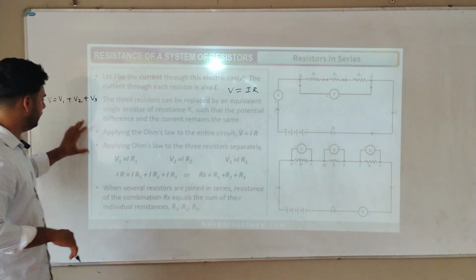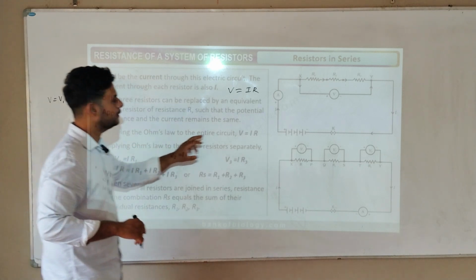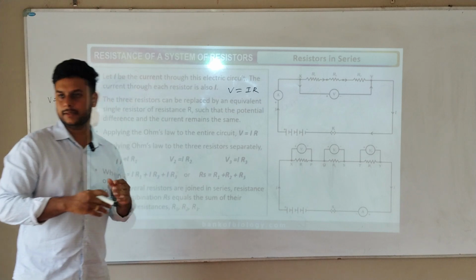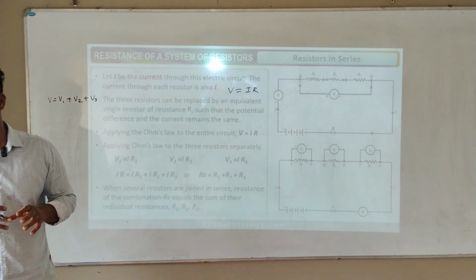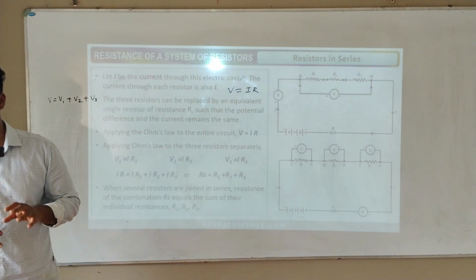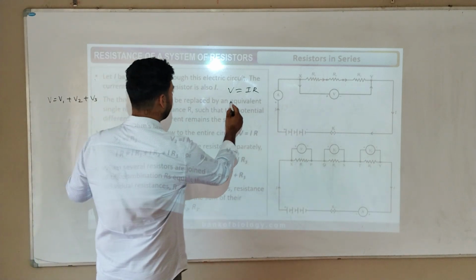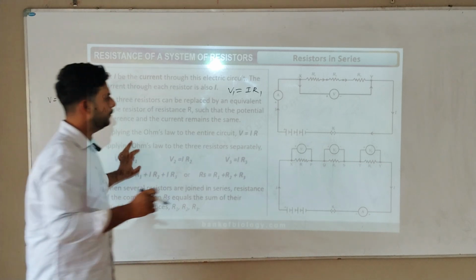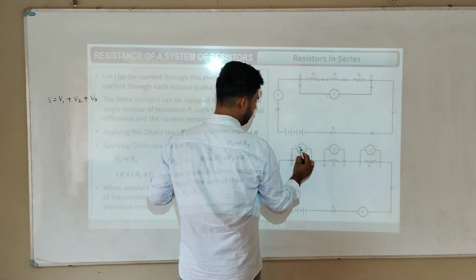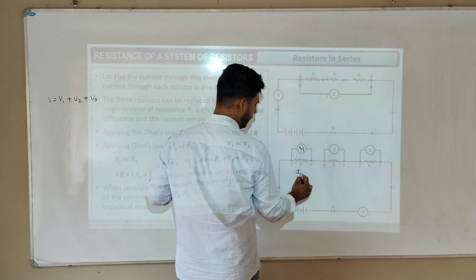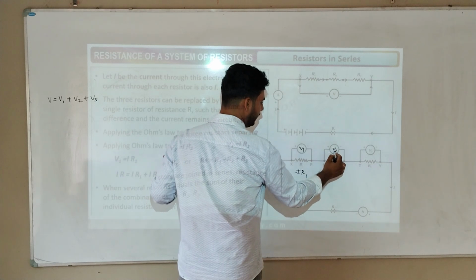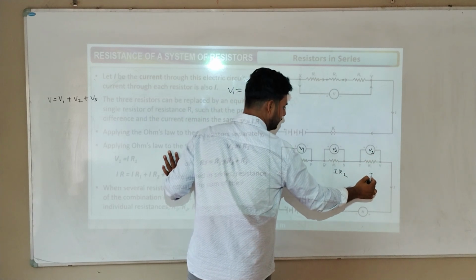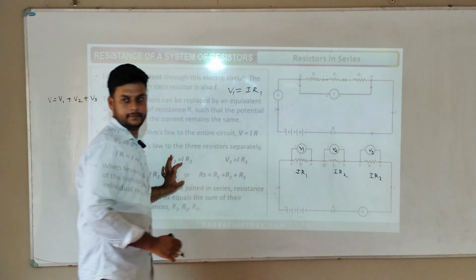Now V is equal to IR, it's perfect, but we have three resistances here: resistance 1, resistance 2, resistance 3. And each resistance has different voltages, as we saw just now. So the potential difference V1 I can write as IR1, the potential difference V2 is IR2, and the potential difference V3 is IR3.